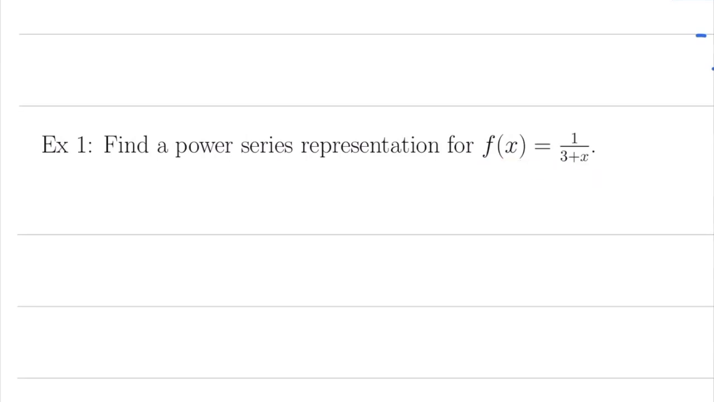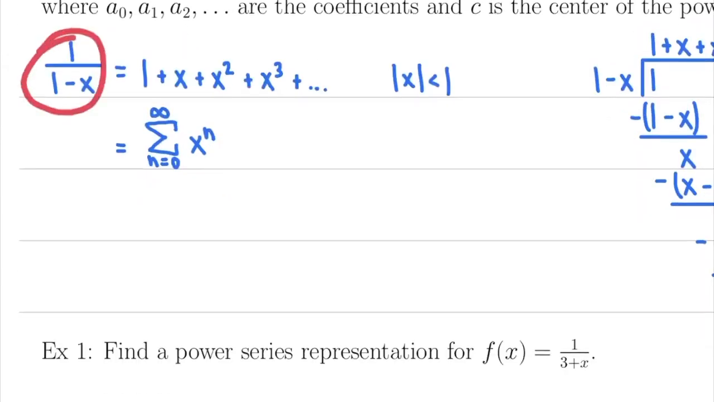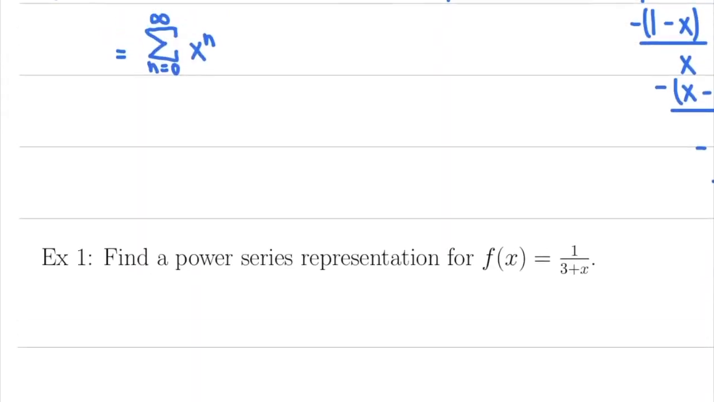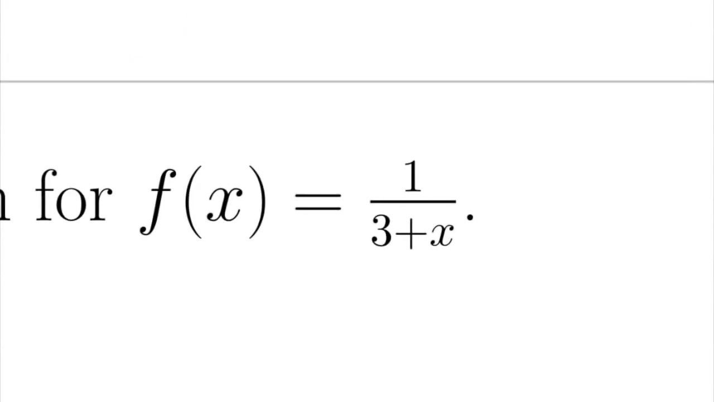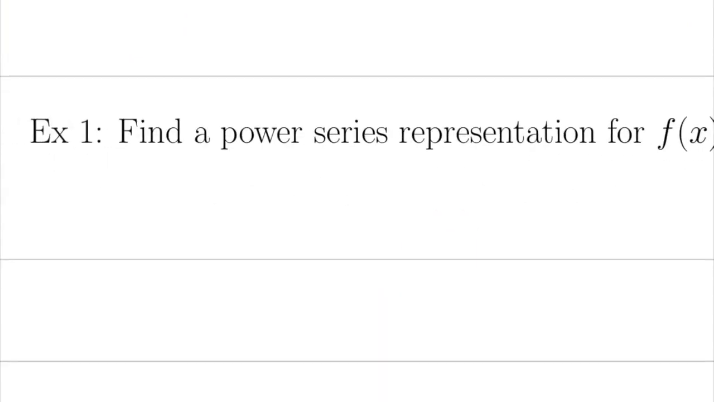So, you could absolutely do long division like I did last time, but I'm going to show you an easier way. Notice how this function right here can be written in this form. We can rewrite it as 1 over 1 minus something. But the problem is instead of 1 minus something, it's 3 plus x. I want this 3 to be a 1, and I also want x to be subtracted. I don't want plus x. So, let me just rewrite this right here.